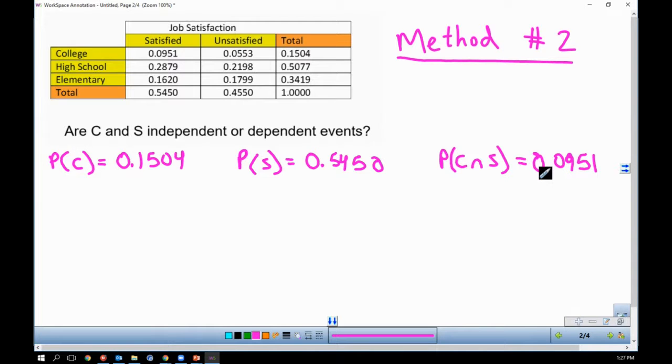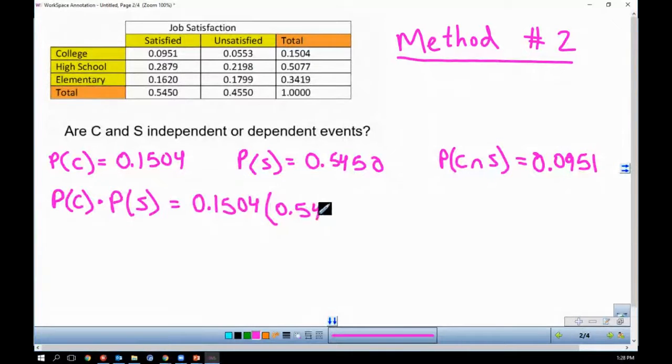Okay, so really we're through with the table at this point, now that we have all our values. If they're independent, we should be able to multiply these two together to get that. Let's see if it happens. The probability of college times the probability of satisfied equals 0.1504 times 0.5450. To 4 decimal places, what would that give us?